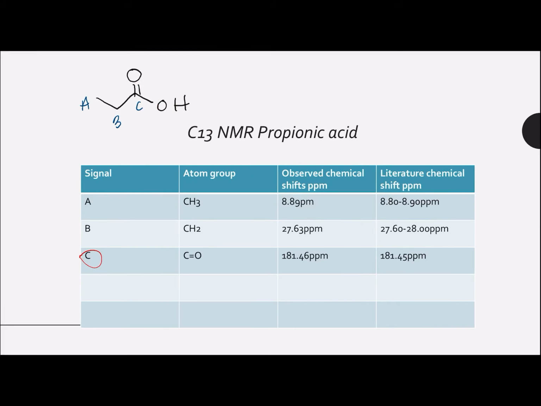So let's move on to the C13 NMR of propanoic acid. We're seeing this here. We have A, B, and C, so we have CH3, CH2, and C double bond O. The C double bond O is the most downfield, sitting at 181.46, and that's because it's right next to this oxygen and this oxygen, right? That's why it's so downfield.